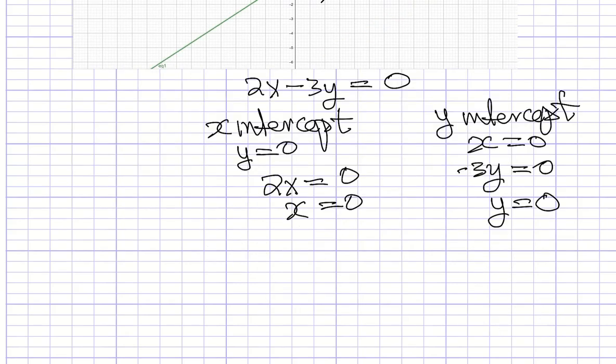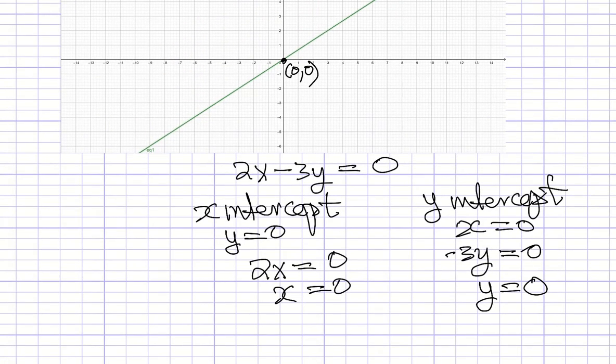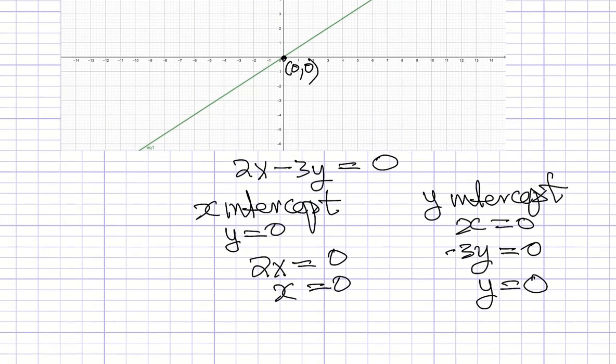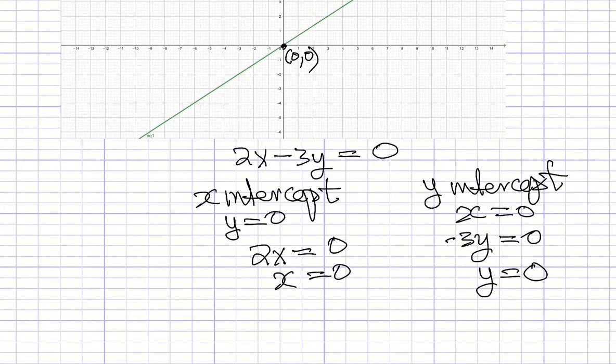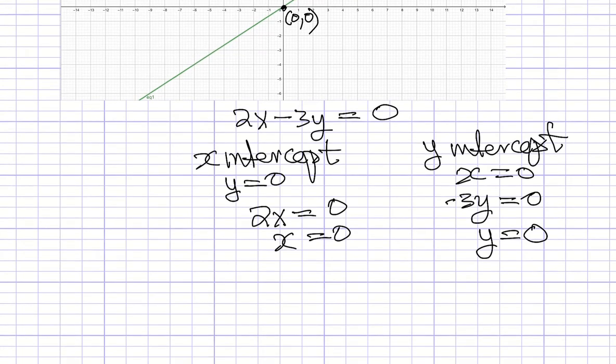Now the trick here is because both of the intercepts run through the origin, the trick is to choose two other points, right? You choose another value for x and another value for y. That way you know how to draw the graph. But which point, what value do you choose?